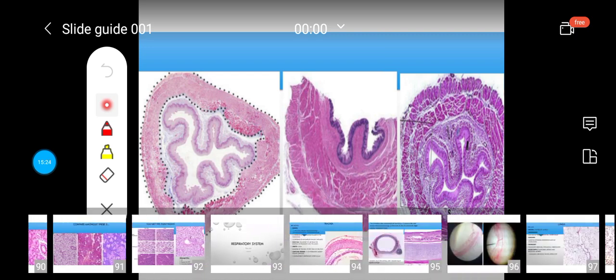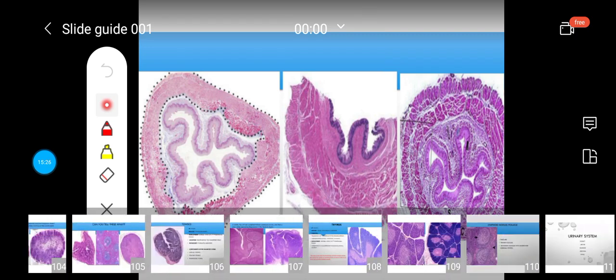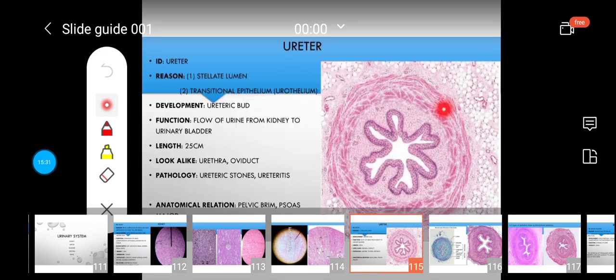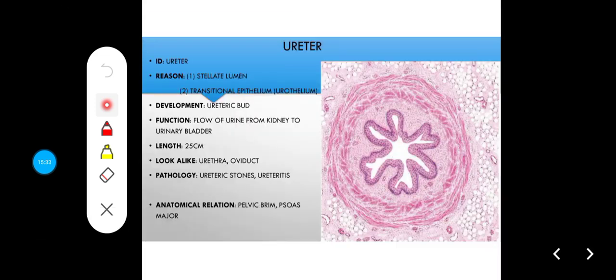Okay, so let's try and compare the two slides. The ureter has three major layers, unlike that of the esophagus that has four. The layer closest to the lumen is the mucosa, then followed by the muscular layer, and then the adventitia.